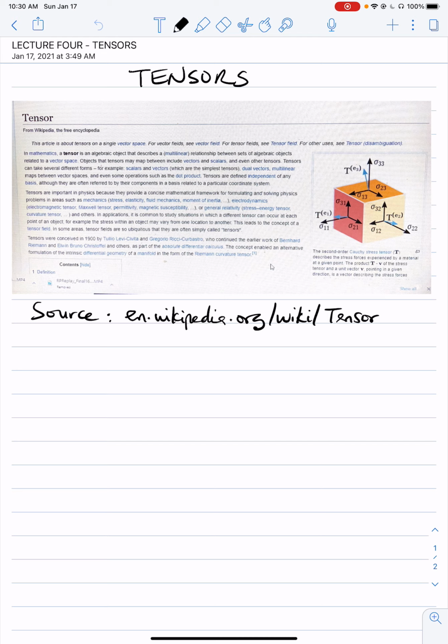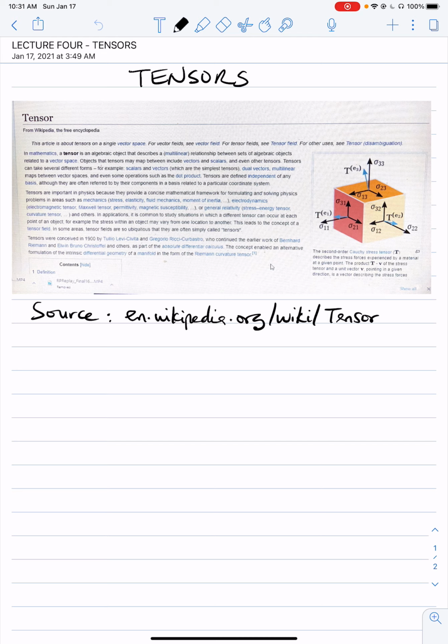Wikipedia defines tensors as an algebraic object that describes a multilinear relationship between a set of algebraic objects related to a vector space. The objects that tensors map include vectors and scalars. Mapping is a very common thing that tensors are used to do, to map from one vector to another. I hope this gives some intuition into what we need to understand.